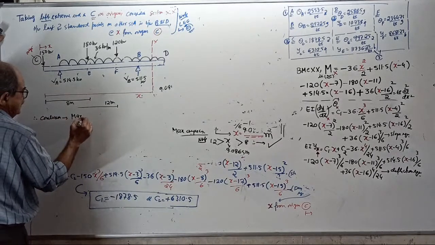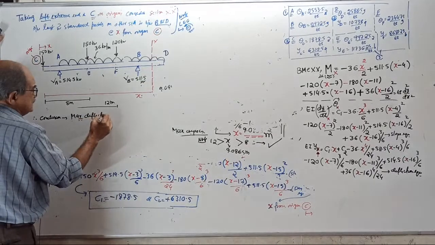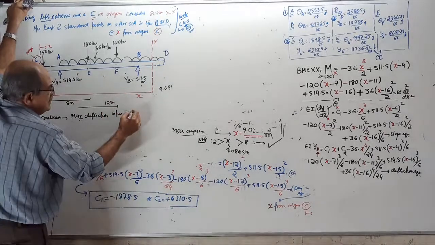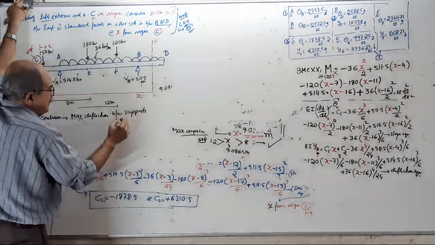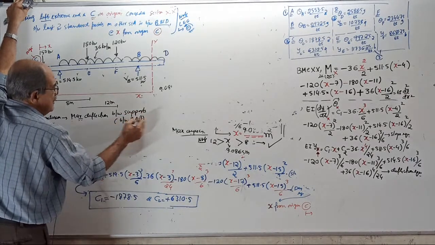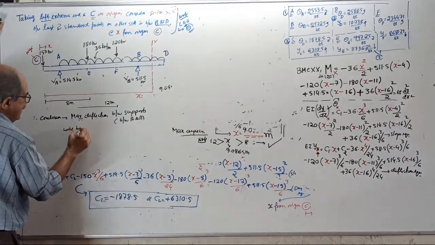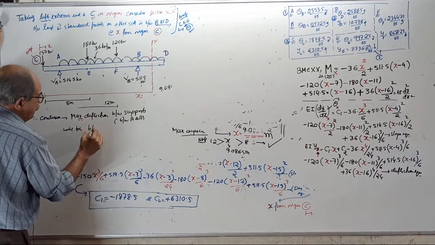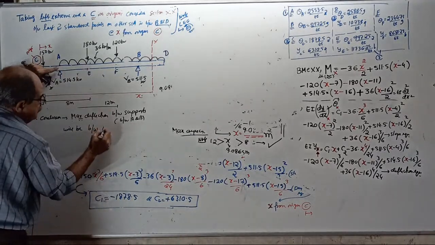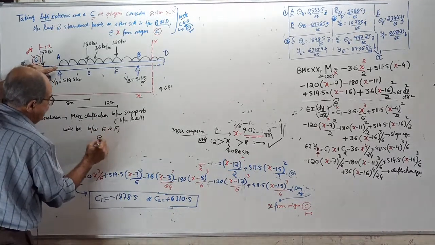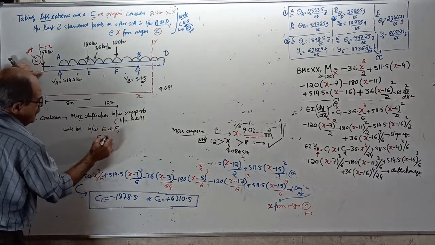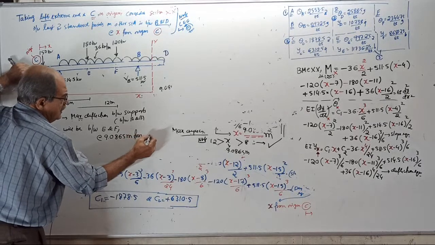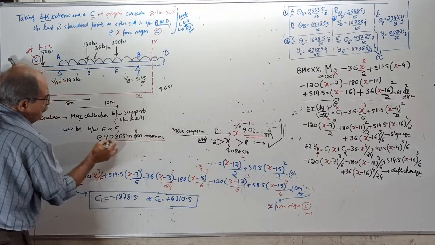The conclusion is maximum deflection. Remember, it is not maximum deflection for the entire beam. Maximum deflection between supports, that is between A and B, will be between the points E and F, at what distance from C? 9.0865 meter from origin at C. Red I am not using, over.